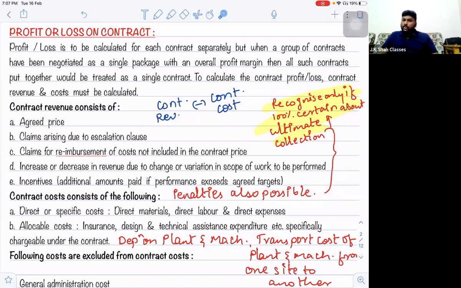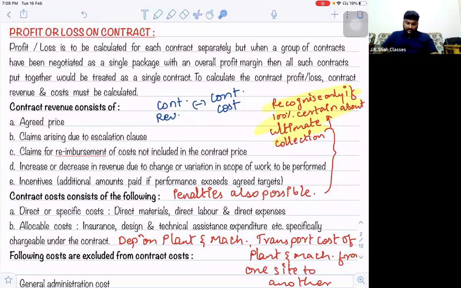I said, fine, sir, you are a good person. I will do it for you. So I did the entire electrical work of the building, which cost me 2 crore rupees. Technically, I will be claiming the reimbursement of this 2 crore rupees from the contractee, because that is a claim of reimbursement of cost not included in the contract price. The electrical work cost I have incurred was not included in the contract value. That is why I'm going to take a separate reimbursement of it, and that will become my revenue. I hope you're getting this point.